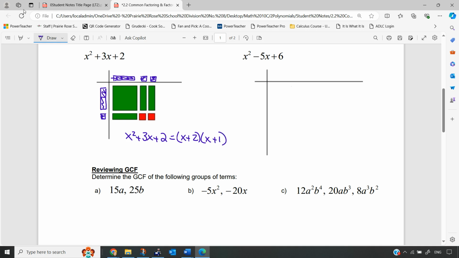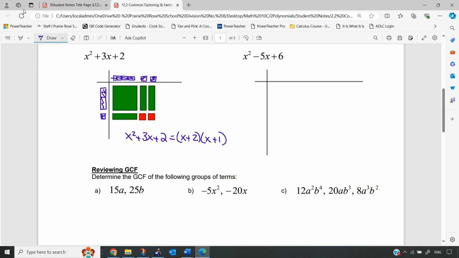For our last example, we have x squared minus 5x plus 6. And you'll notice that the product has not been drawn yet, so we're going to need to create that. When we are drawing our product or building our product, it needs to be a rectangle because remember that we are dealing with the area model.